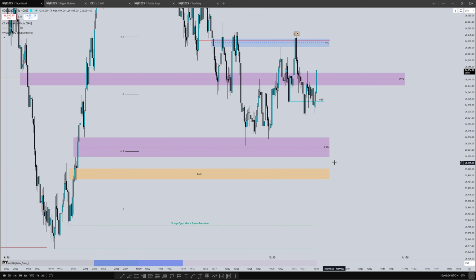So see how it's just meandering around, it's coming back up, down, up, down in this consolidation.